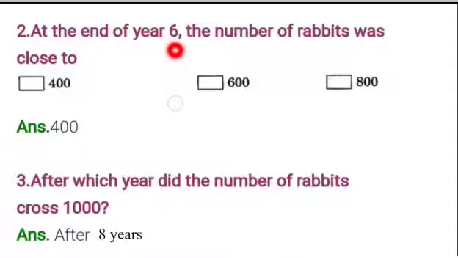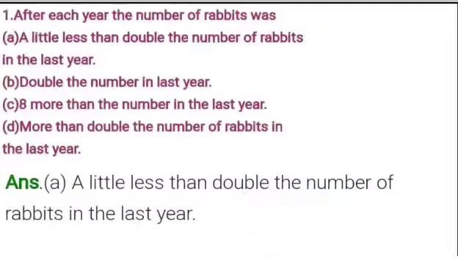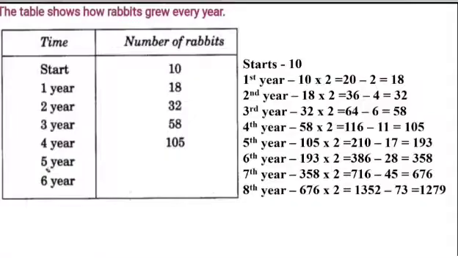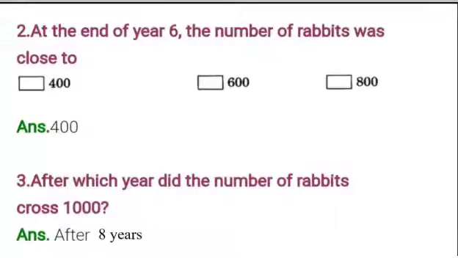At the end of the 6th year, what is the count of rabbits? It's very close to 400, or 600, or 800. So students, if you see the chart here, at the end of the 6th year it's 358. That means it is very close to 400. So that's why the answer is 400.